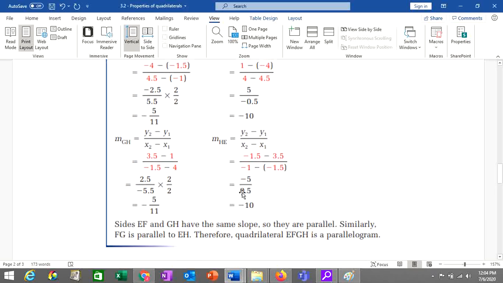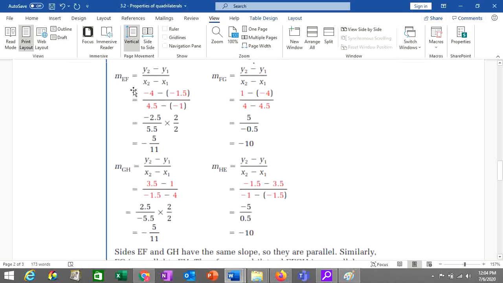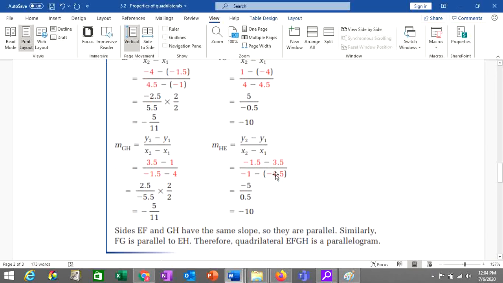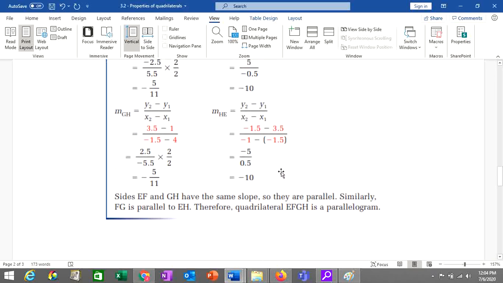So we can say, yes, this is a parallelogram because these two sides, EF and GH, have the same slope. So these two sides are therefore parallel, and the other two sides, FG has a slope of -10, HE has a slope of -10. Because they have the same slope, those two sides are parallel. So in other words, we have a shape that has 2 pairs of parallel sides, so this is a parallelogram.